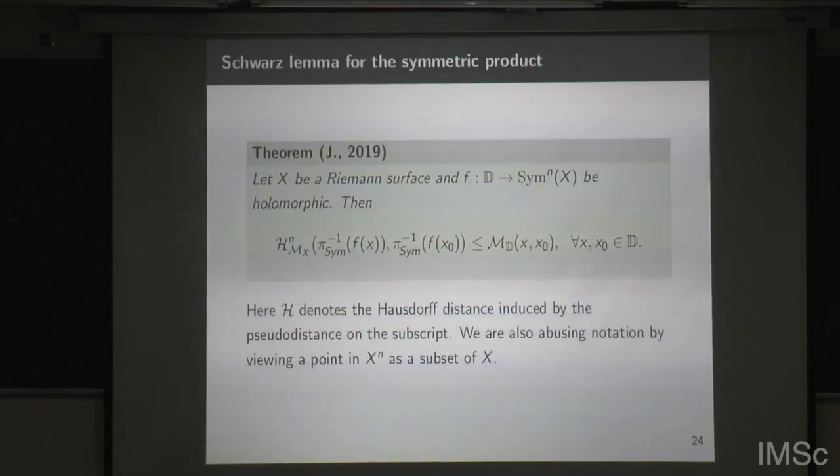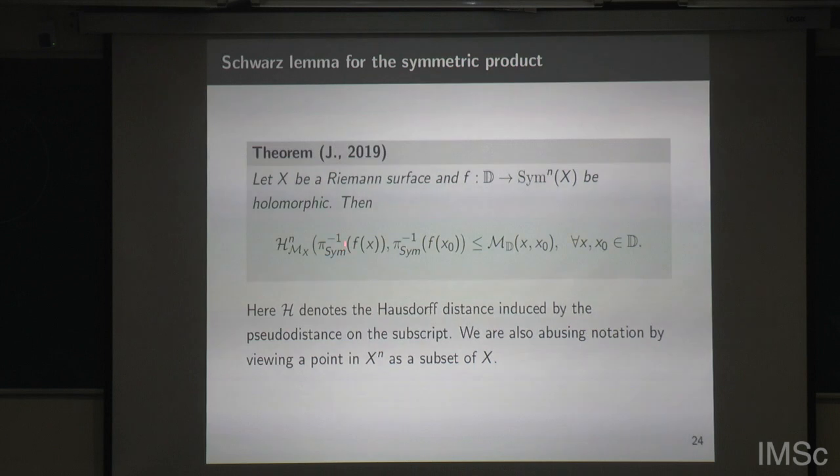Now here is the Schwarz lemma I have proved recently for mappings into the symmetric product of a Riemann surface. Let X be a Riemann surface and F from the unit disk to Sym^n X be holomorphic. Here let me just set up the notation. H is the Hausdorff distance between sets induced by the pseudo distance on the subscript. So the left hand side here is the nth power of the Hausdorff distance introduced by the Möbius distance on X. Now there is an abuse of notation happening here.